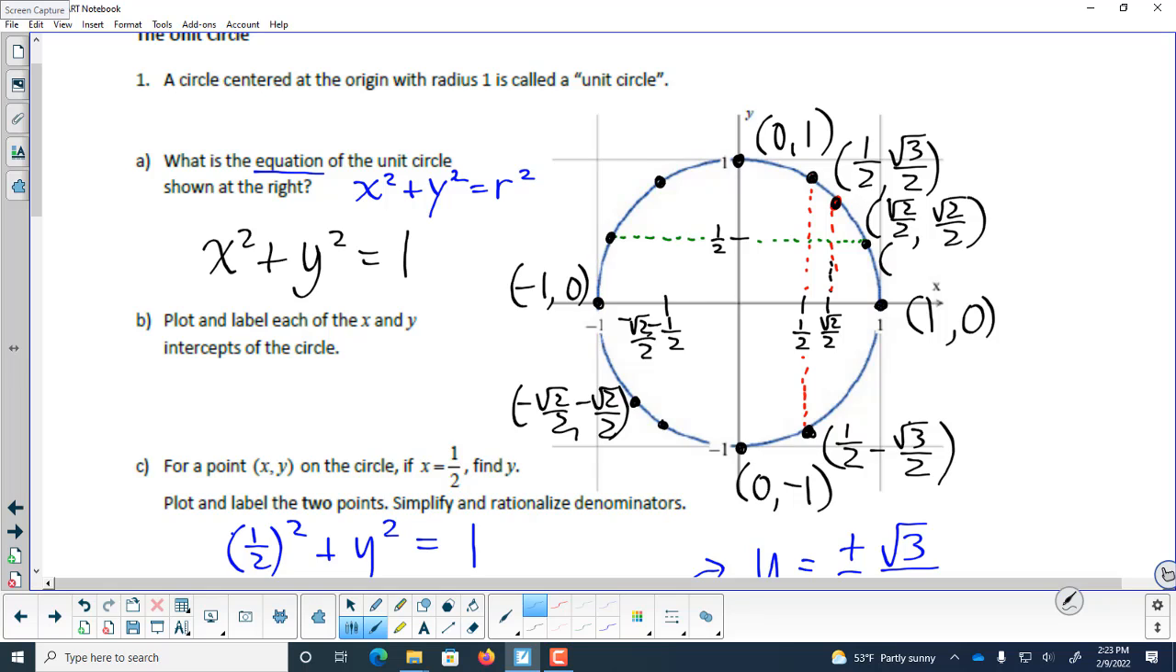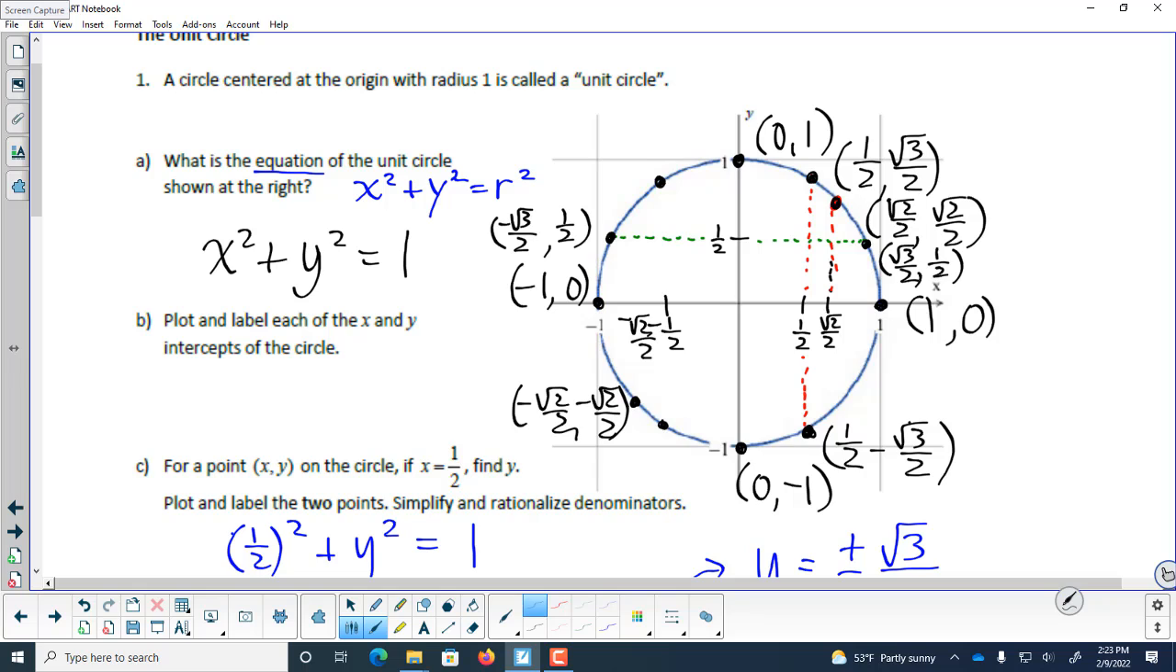So these both have a y coordinate of 1/2, and one x coordinate was positive root 3 over 2, right? We go right and then up. So this one was negative root 3 over 2. Okay? So we can see that we have symmetry, we could fill all those points in.